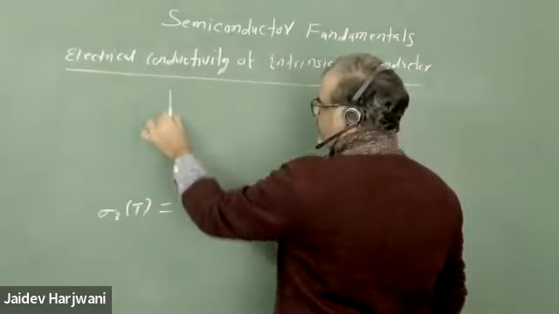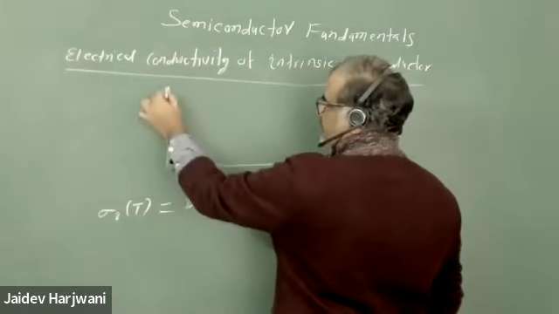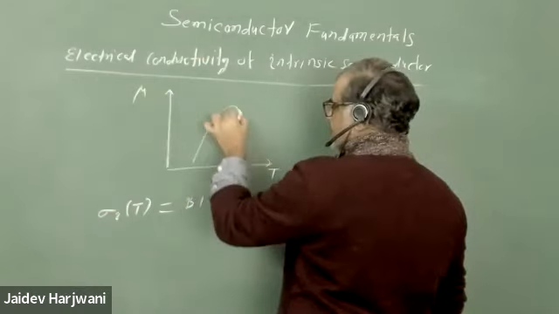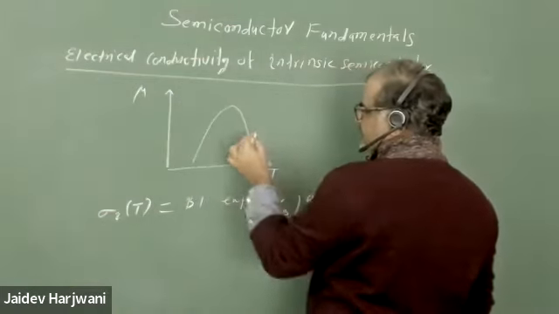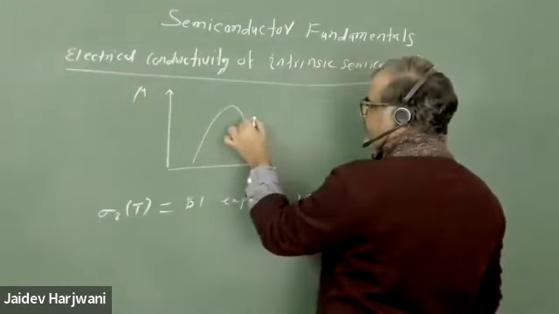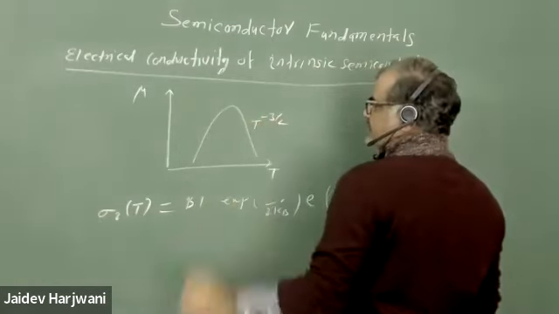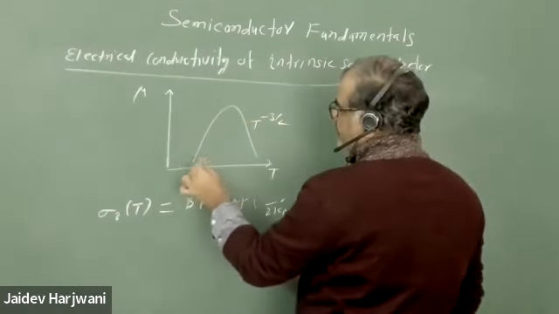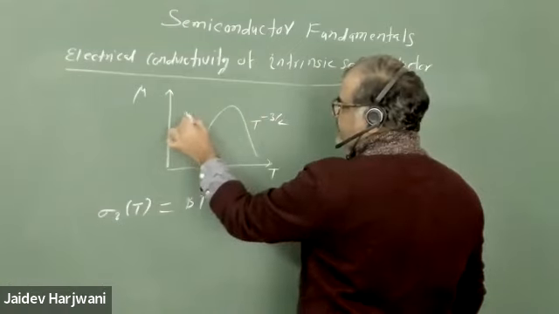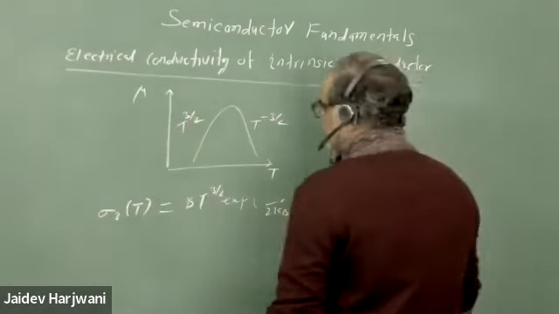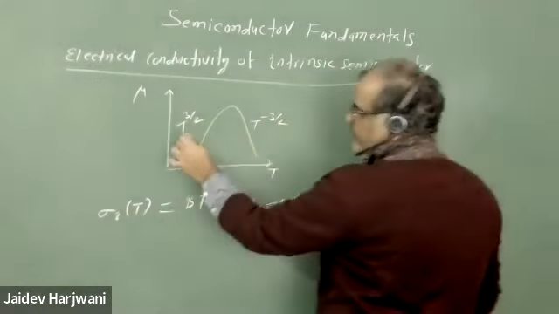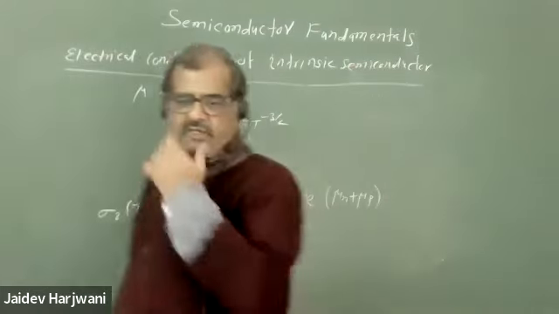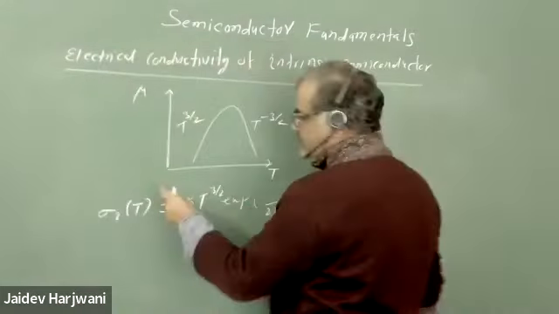So if I plot mobility versus temperature, the curve comes out like this. If you increase the temperature, mobility decreases as 1 by T^(3/2). And if I go to low temperature, my mobility increases as T^(3/2). This is the higher temperature, and this is very low temperature. Low temperature means frozen temperature, 10 Kelvin, 20 Kelvin, 5 Kelvin, very low temperature, almost near 0 Kelvin.